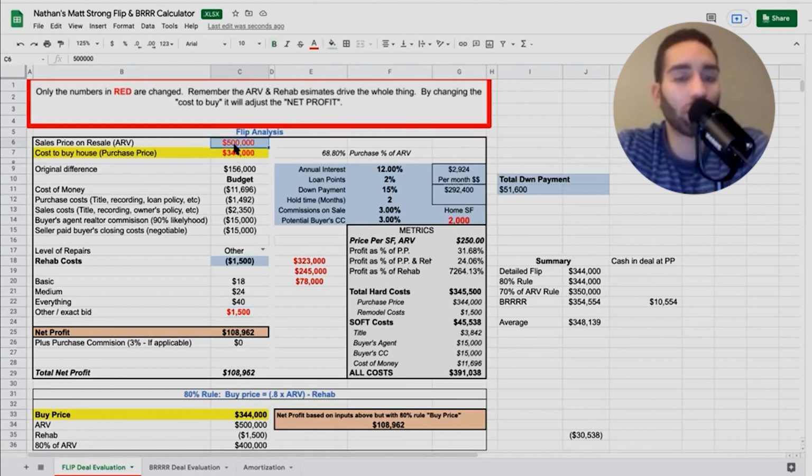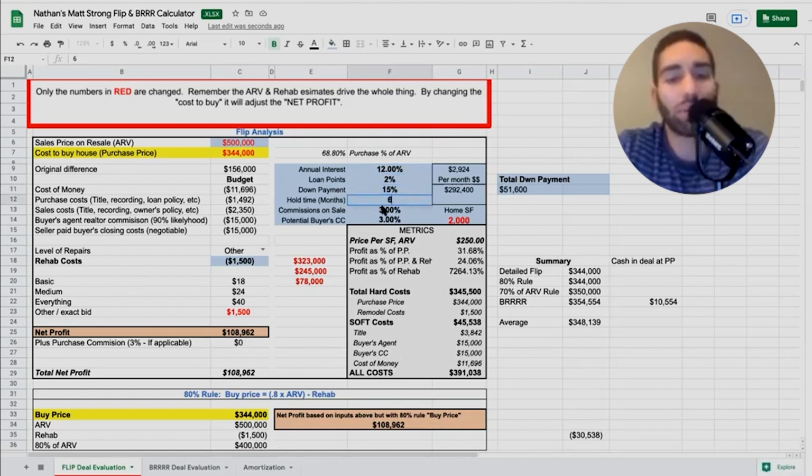So first thing you want to do is determine the ARV of the property and what it's worth when it's in pristine condition, when it's fully flipped. So this house is worth $500,000 fully flipped. That's what we believe it was worth from running our comps. We got it for $344. So we know if we flipped it, we'd have to get hard money, 12% interest, 2% points to borrow the money. We'd have to bring 15% down to get the hard money.